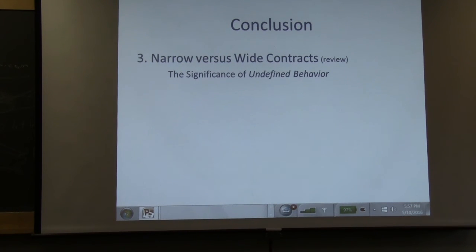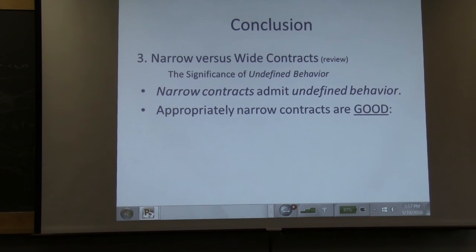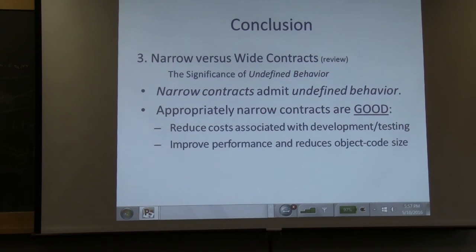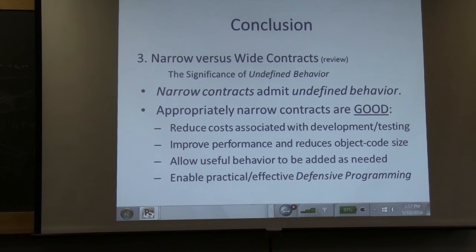Narrow versus wide contracts. The significance of undefined behavior: narrow contracts admit undefined behavior. Appropriately narrow contracts are good. So if somebody says, no, I need to have everything defined, there should be nothing I can put in that could ever cause a problem, I strongly disagree. It reduces the costs associated with development and testing. It improves performance and reduces object code size. It allows useful behavior to be added as needed. It enables practical, effective, defensive programming.